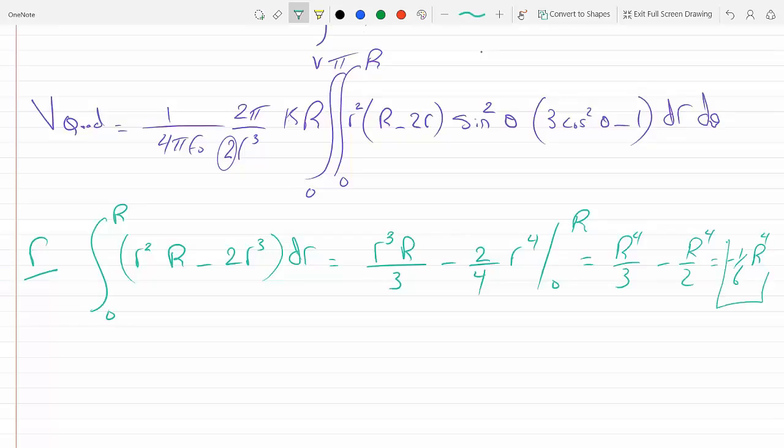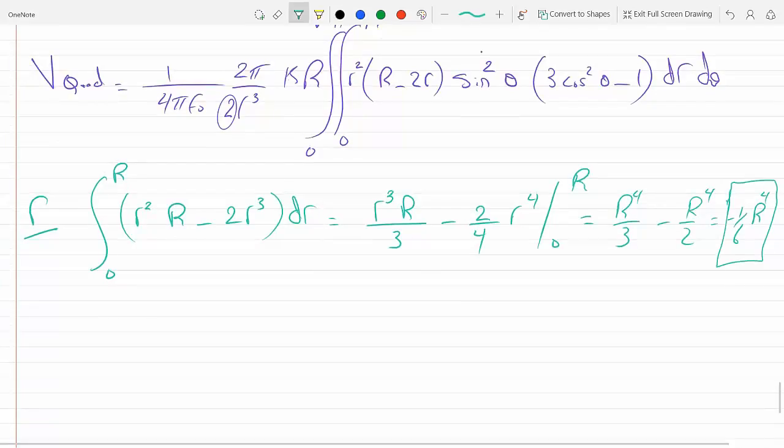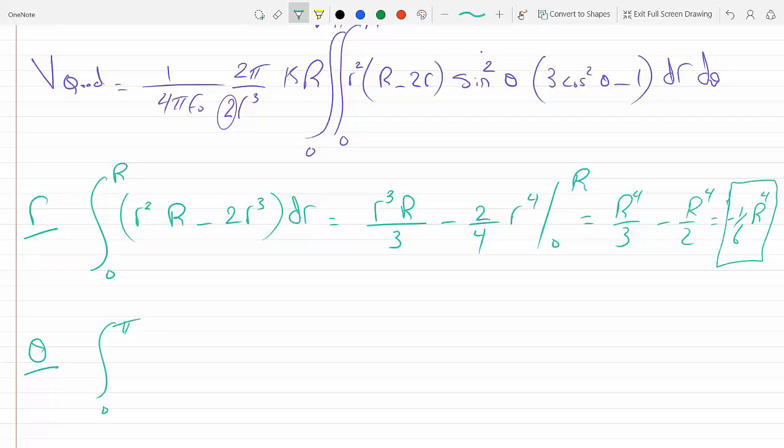And then the angle integral, that shouldn't be too bad. So now the theta integral. So we are integrating from 0 to pi. We have 3 cosine squared theta minus 1 times sine squared d theta. Those are both even, yeah? Well, you could split them up. The best way to do this is replace cosine squared with sine squared, yeah?